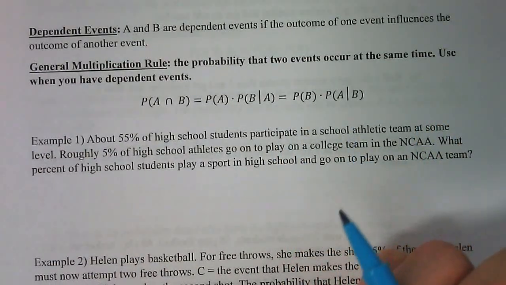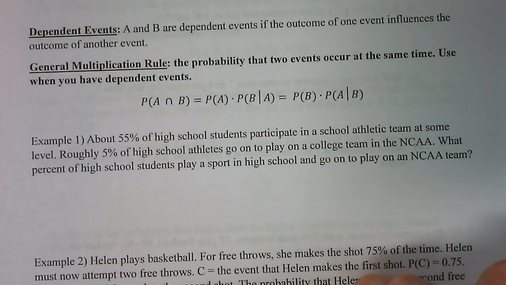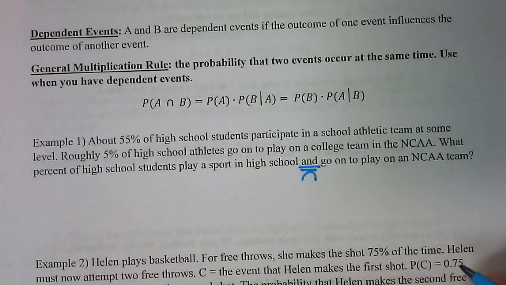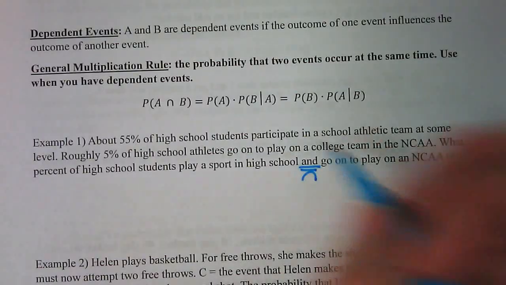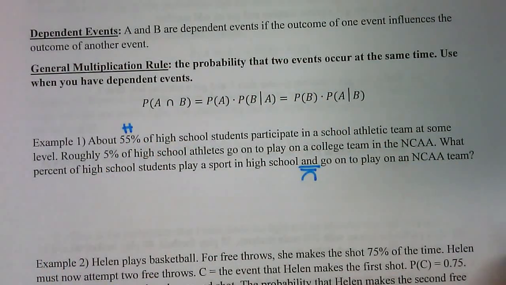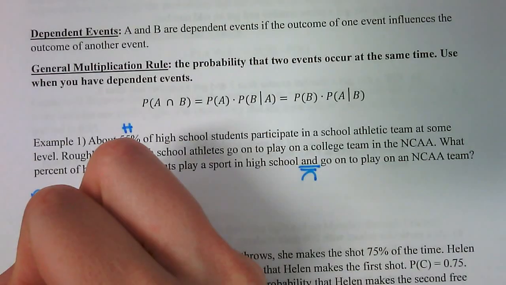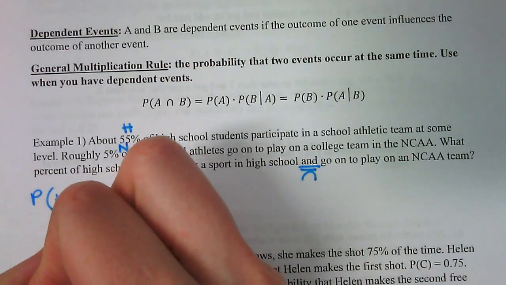It says about 55% of high school students participate in a school athletic team at some level. Roughly 5% of high school athletes go on to play on a college team in the MCLA. What percent of high school students play a sport in high school and, so that's the intersection, go on to play on an MCLA team? So if we call this high school and we call this N for NCAA, we're wanting to find out what is the probability that we're doing both.